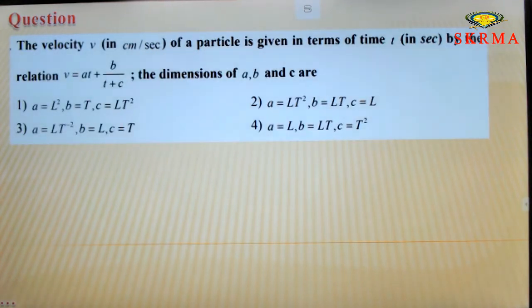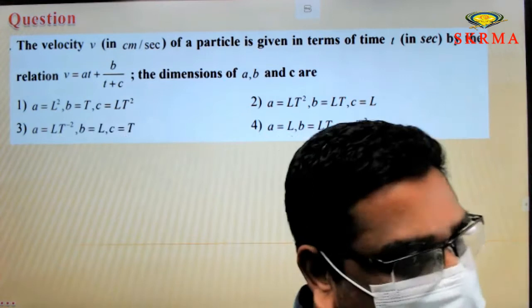Next. Go through the next one. Velocity v of a particle is given in terms of time t seconds by the relation v equal to at plus b by t plus c. Then the dimensions of a, b, c are. So here, if an equal to symbol is there, or addition or subtraction, then they should have the same dimensional formula.